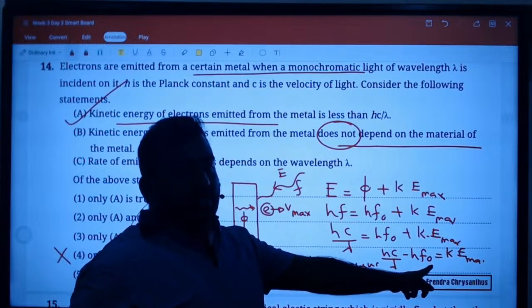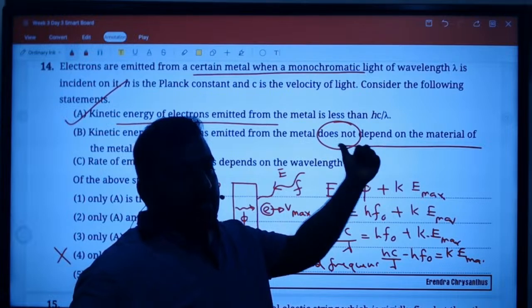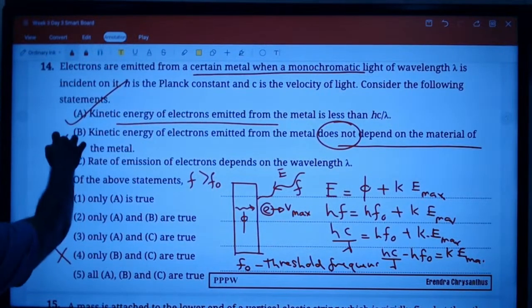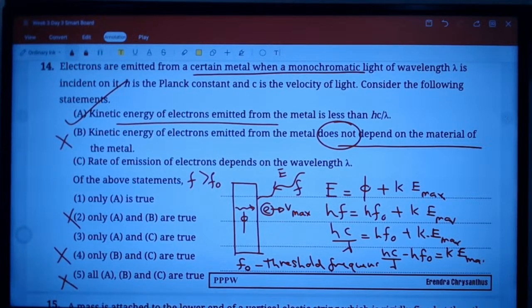F naught depends on the metal. F naught depends on the metal means kinetic energy depends on the metal. Statement B is wrong. Look at this carefully.